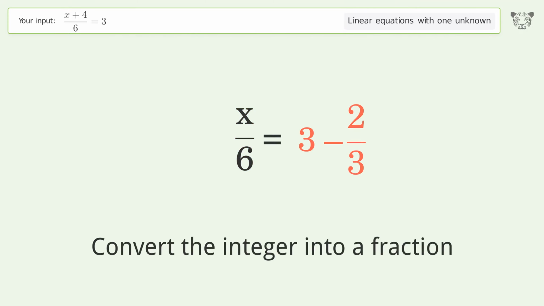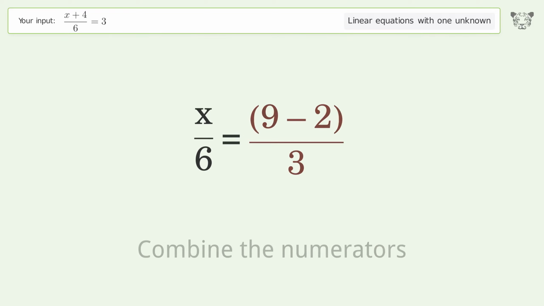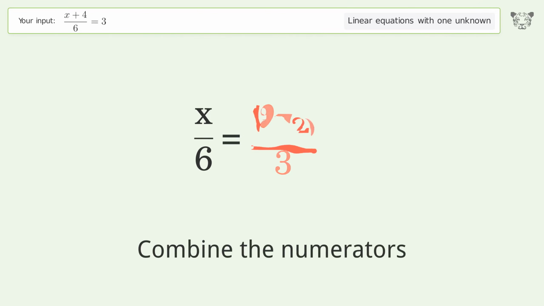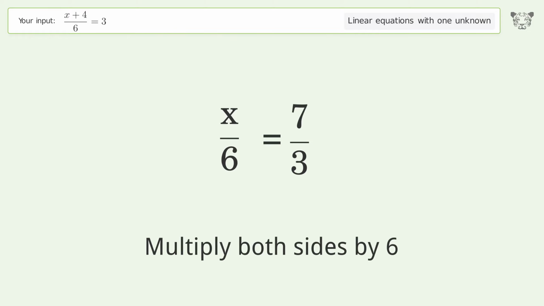Convert the integer into a fraction. Combine the fractions. Combine the numerators. Isolate the x. Multiply both sides by 6.